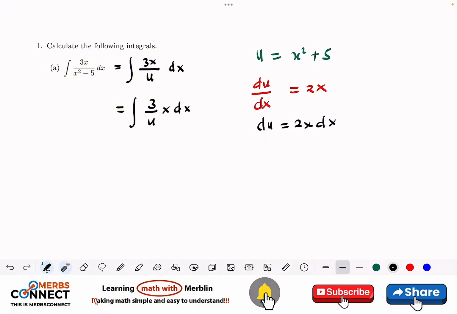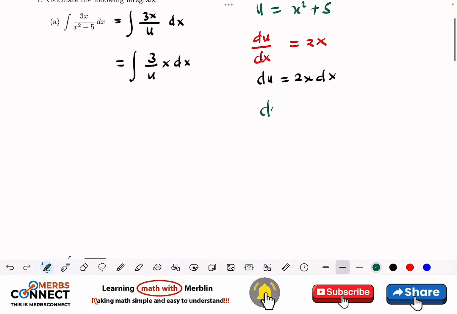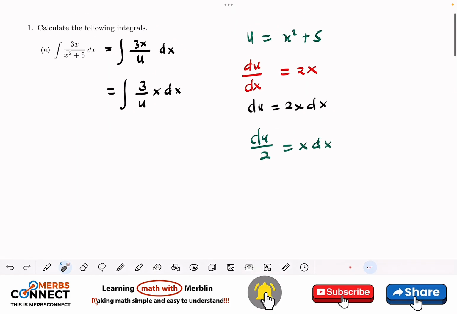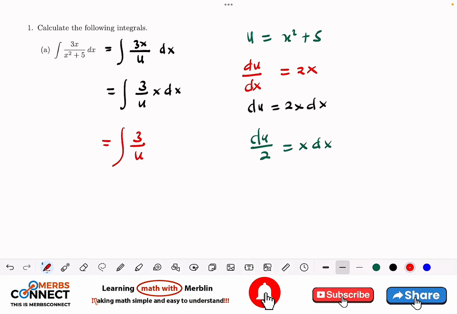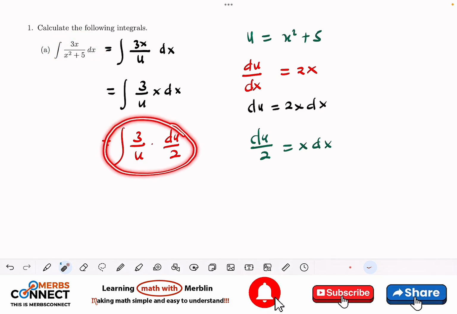Do you agree? Yes, you agree with me. So all I need to do is divide this one by 2 and divide this one by 2. So I'm going to have du divided by 2 is equal to x dx. So now I can see that x dx is the same as du over 2. So now my integration is going to be the integral of 3 divided by u times du over 2. So what do you see? You can see that I have moved from all x to all u. So that's why we call it u-substitution, right?